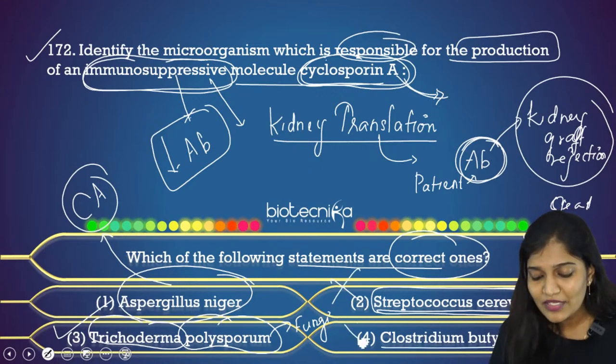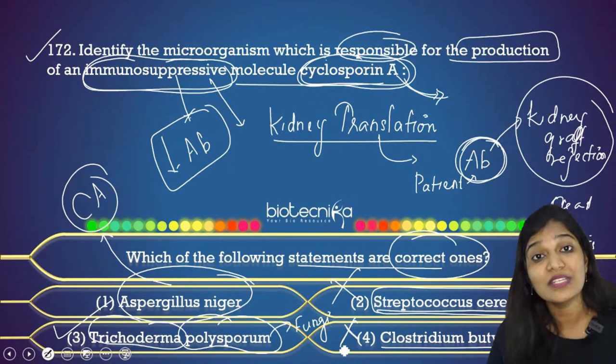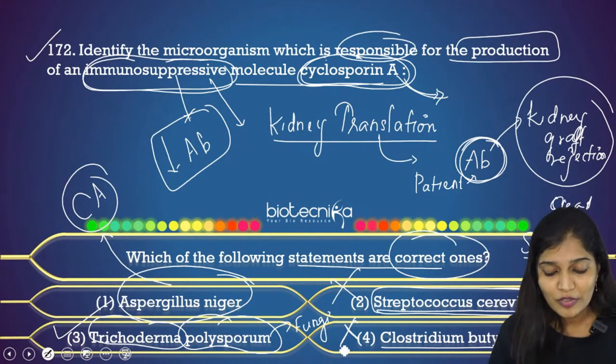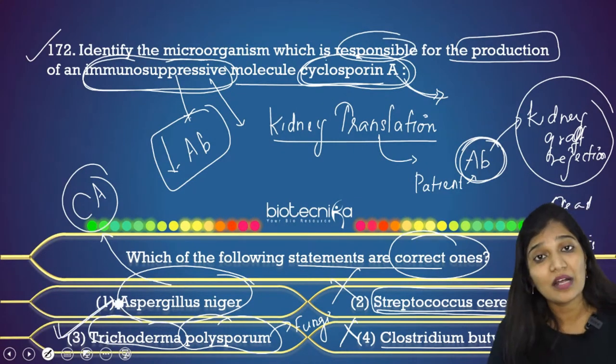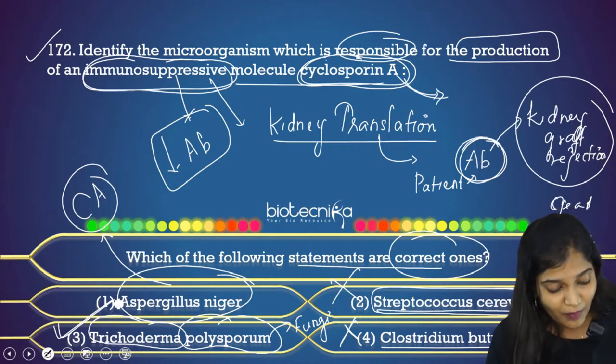Clostridium butylicum is responsible for the production of butyric acid. So this is also a wrong option. So the correct answer for this question is option number 3, which is Trichoderma polysporum.